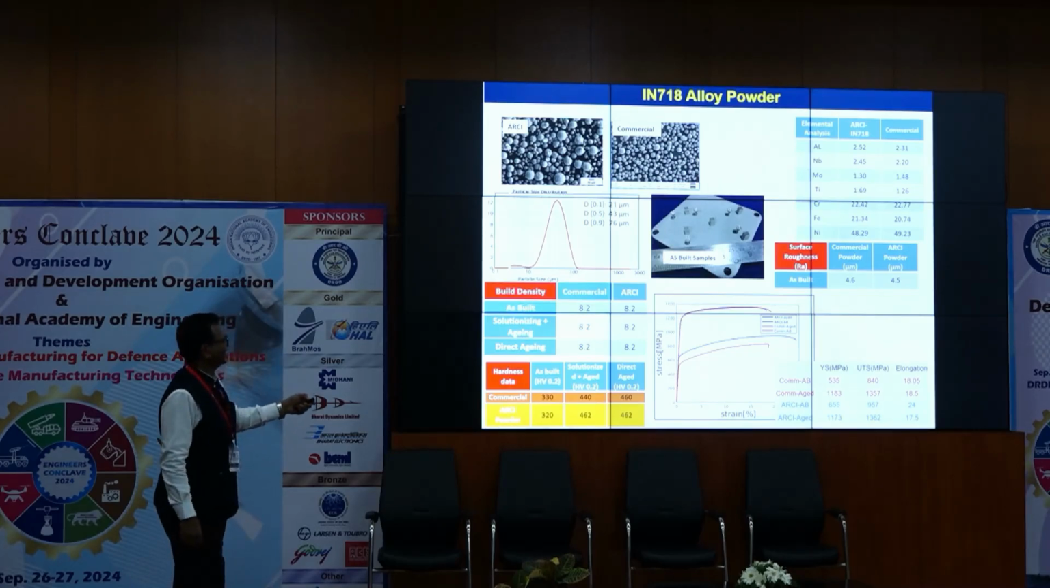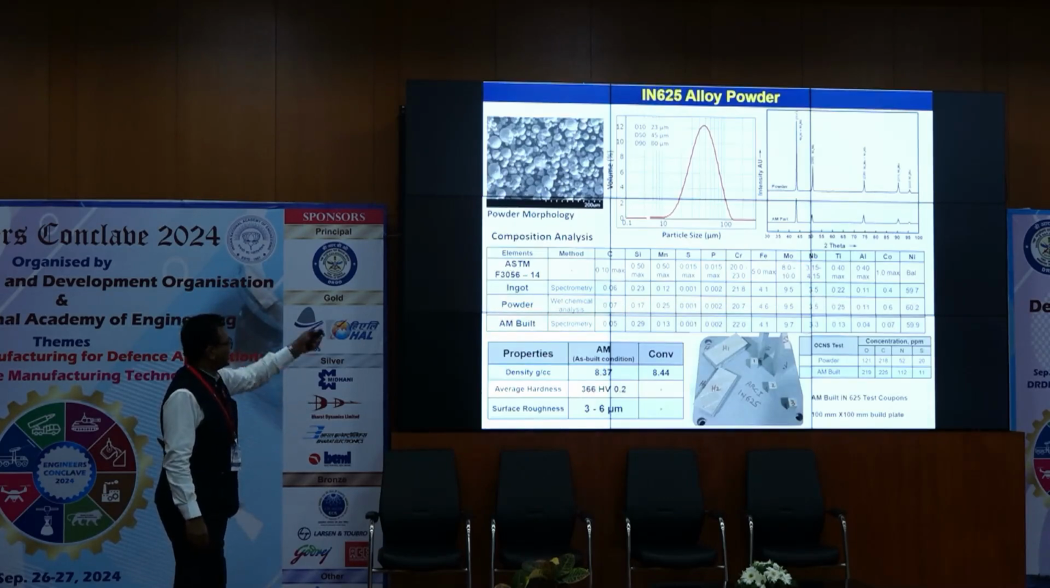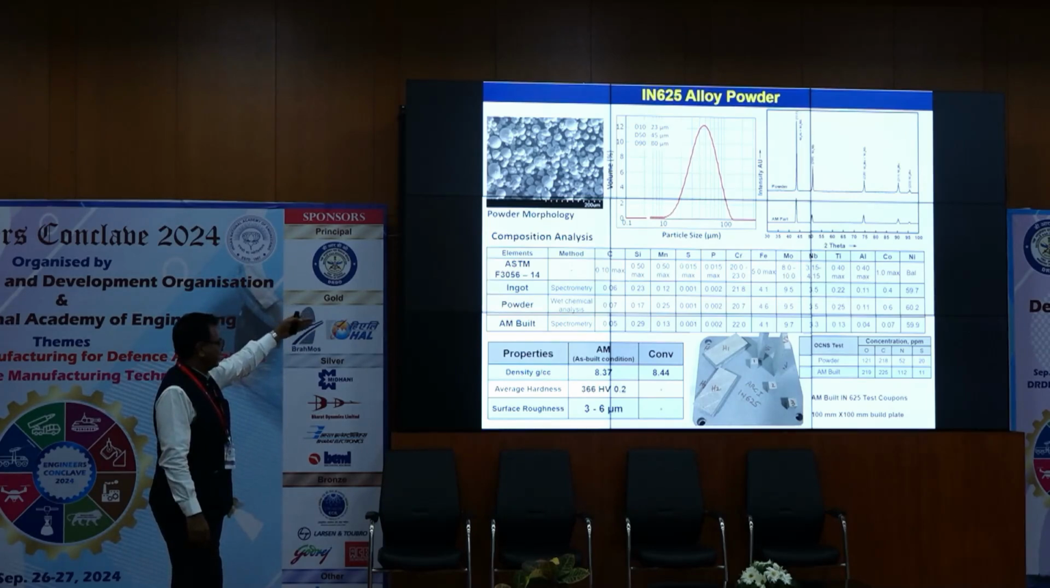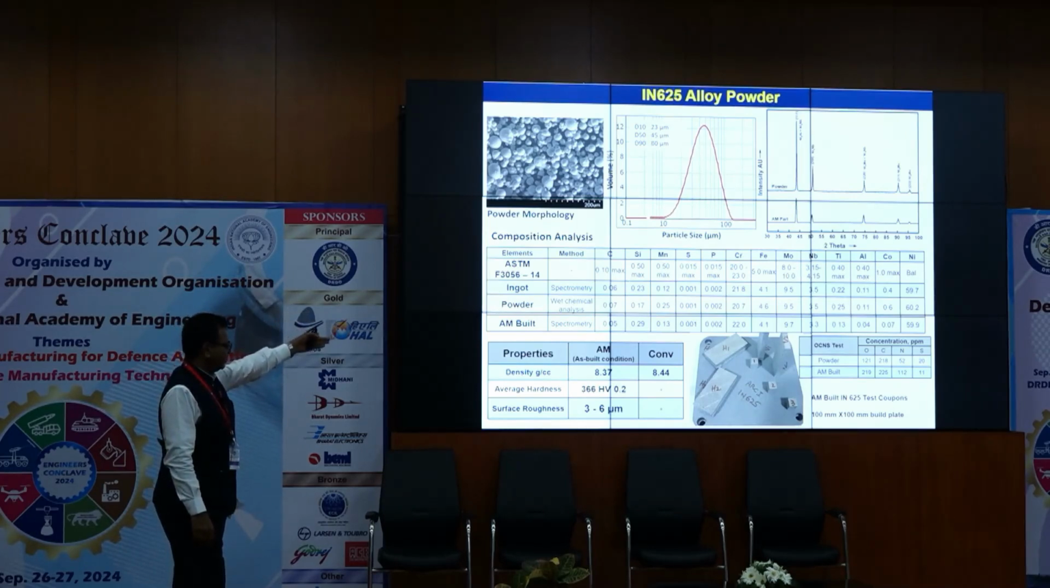Okay, thank you. I'll finish it. The other one is 625. We have done it, and here also it is the same thing. From the ingot to the powder to the AM, we get a very good density, 8.37, comparable to the conventional density.